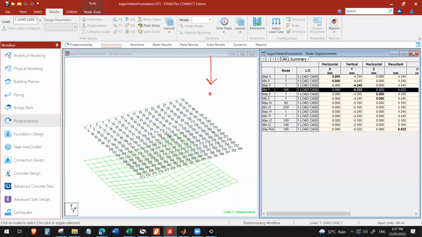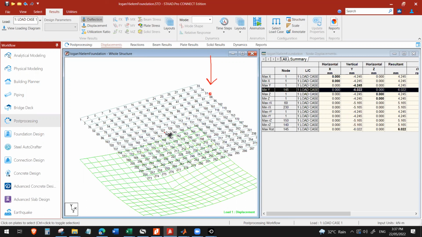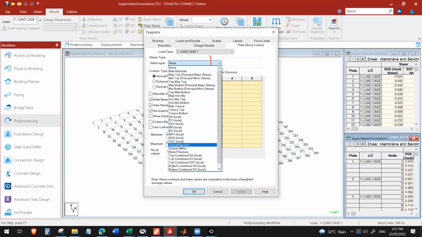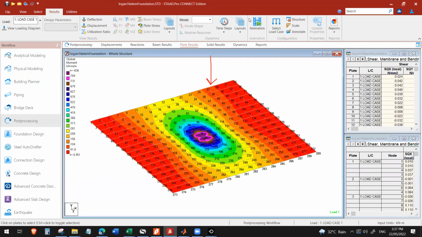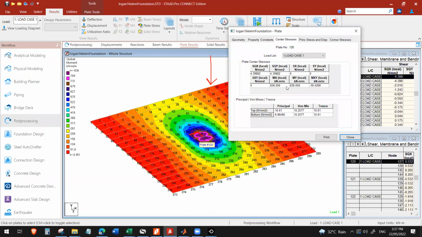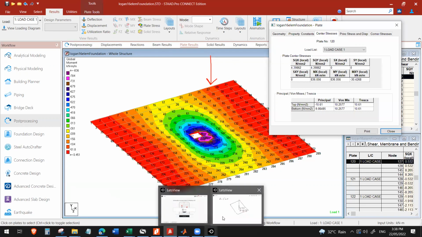Now let's try to check the moment. Okay. Moment. Here, somewhere here. Maybe we can show global moment. And so this is the global moment X. So the most stressed portion is of course at the midpoint because that's where the applied load is located. So I'll check the moment here, center stresses. So 836 kilonewton meter per meter. Okay, so I'll try to copy that here.